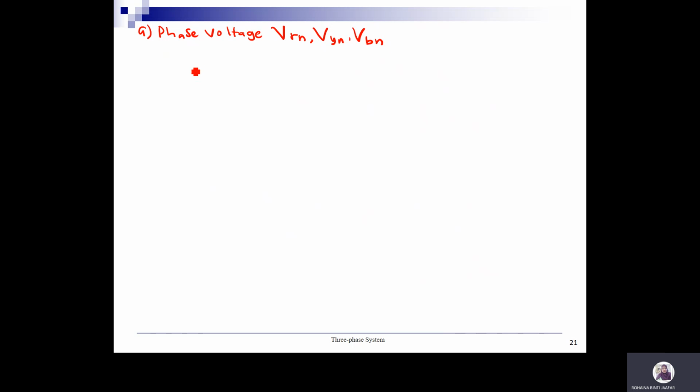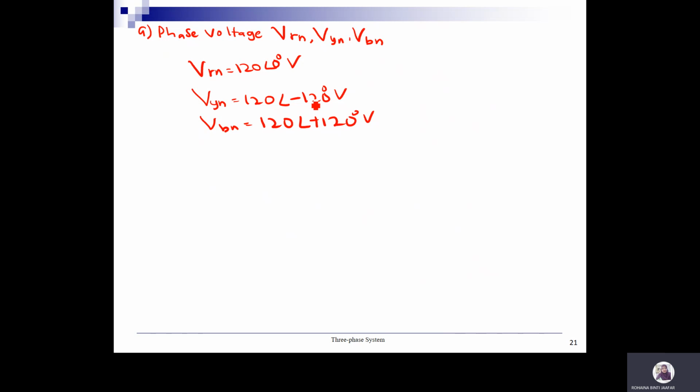Okay. So your VRN is given as 120 with theta 0. You refer to the relationship: VYN equals 120 with minus 120 degrees, so minus 120 volt. And then for VBN, plus 120 volt. So this is the step where you find the phase voltage of the star connected system.